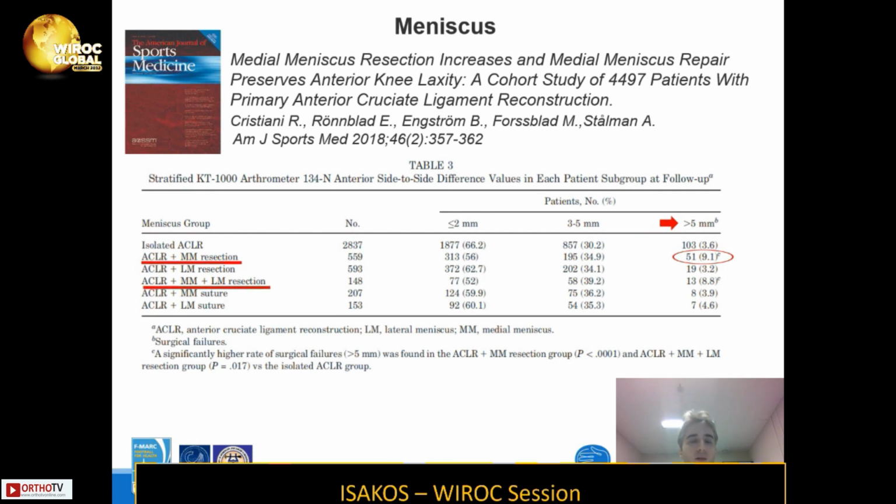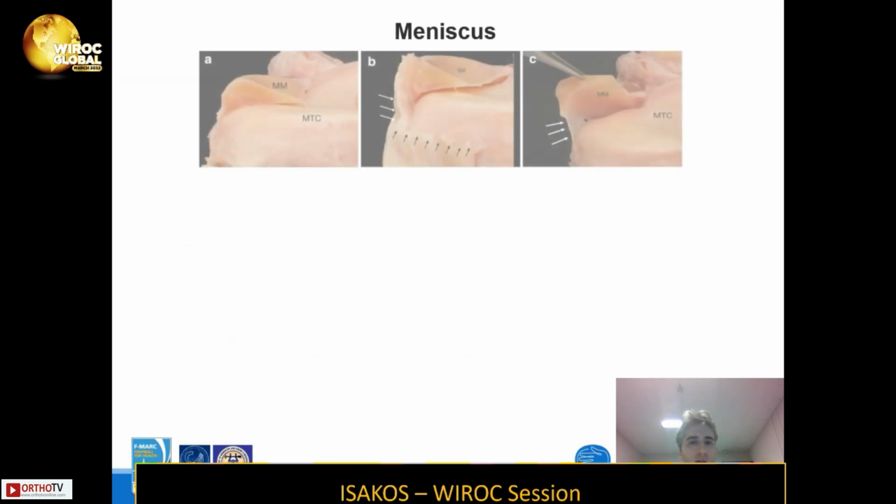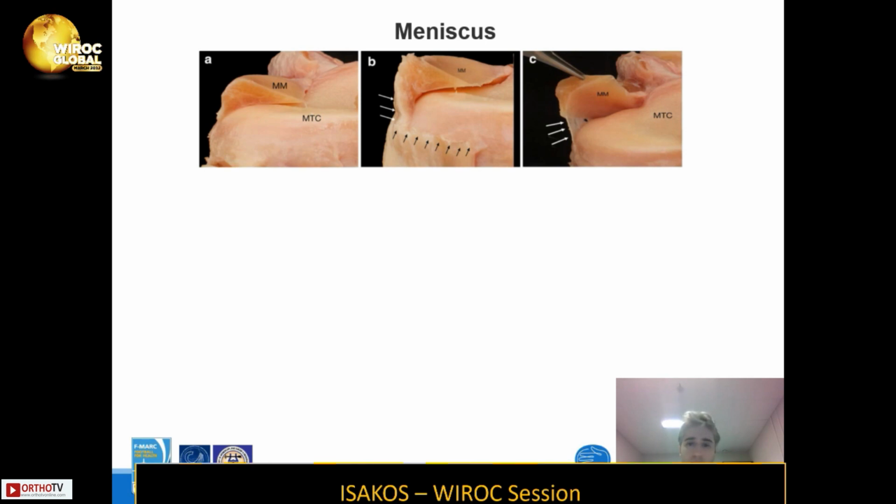And also the other group that received the medial meniscus and the lateral meniscus resection had about 3 times more surgical failures compared with the control group, isolated ACL reconstruction. So save the meniscus to preserve knee laxity. So the meniscus, why are there these differences?